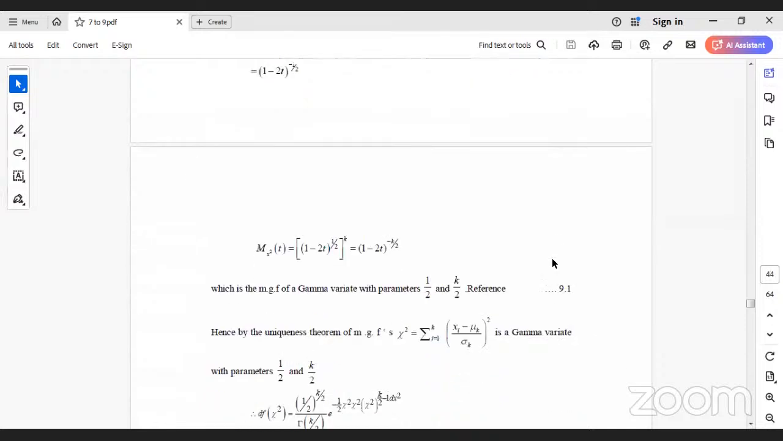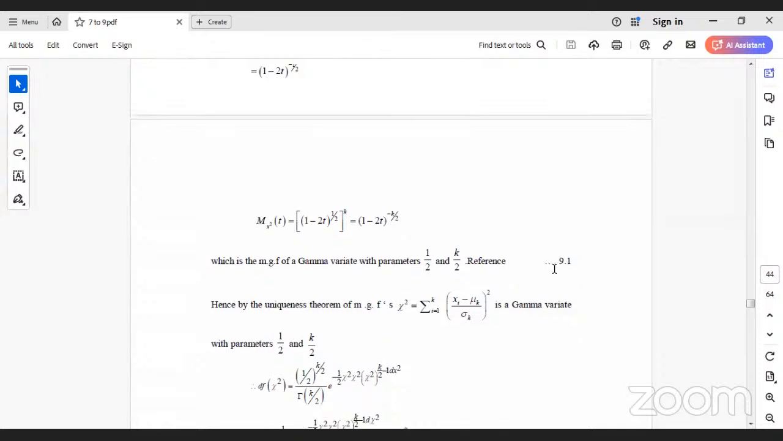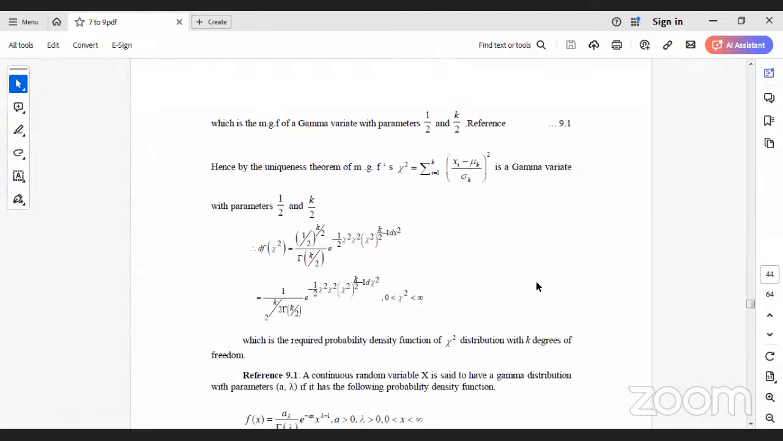M_{X²}(t) = (1/2)^{k/2}... (1 − 2t)^{−k/2}, which is the MGF of a gamma variate with parameters 1/2 and k/2. With reference to the uniqueness theorem of the moment generating function, the MGF of the summation of ((Xi − μ)/σ)² is the MGF of a gamma variate. Therefore, it is a gamma variate with parameters 1/2 and k/2.